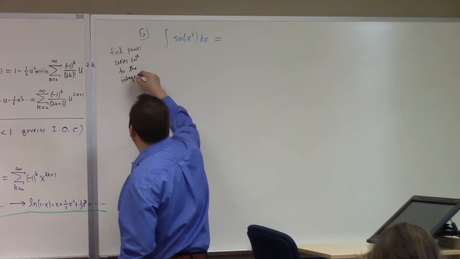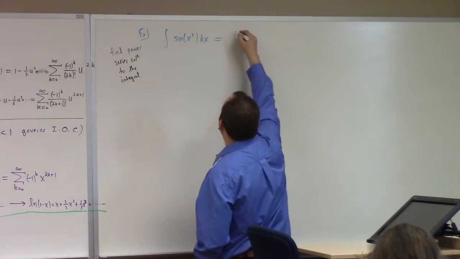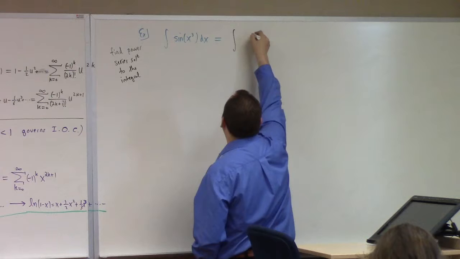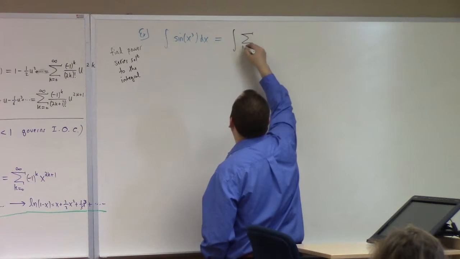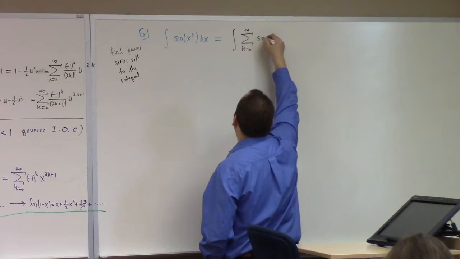That's my instructions, okay? And so what I do is very simple. I take the integrand I have and I trade it for the corresponding power series, which is what? Sum k equals 0 to infinity of sine.